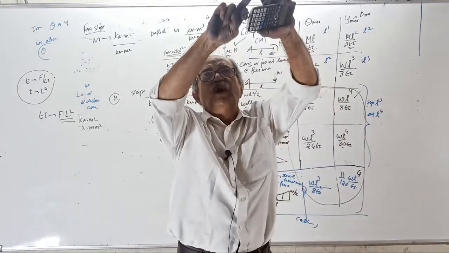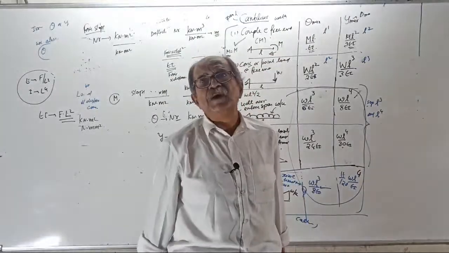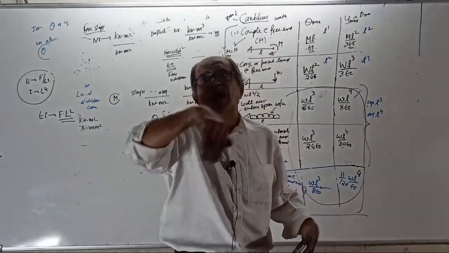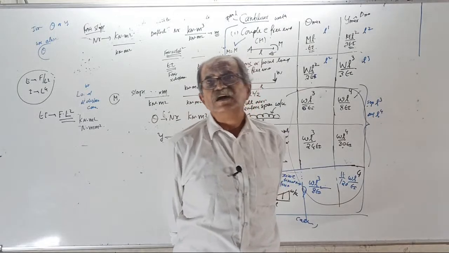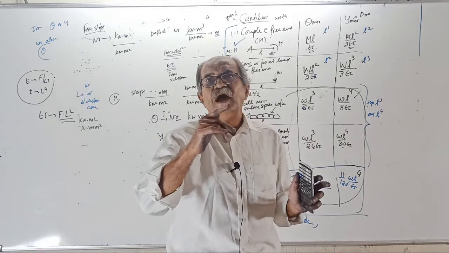Area for rectangle, base into height. Triangle, half base into height. UDL parabola, one third base into height. Then a cubic parabola for the usual triangle, one fourth base into height. I told you, not a special case.